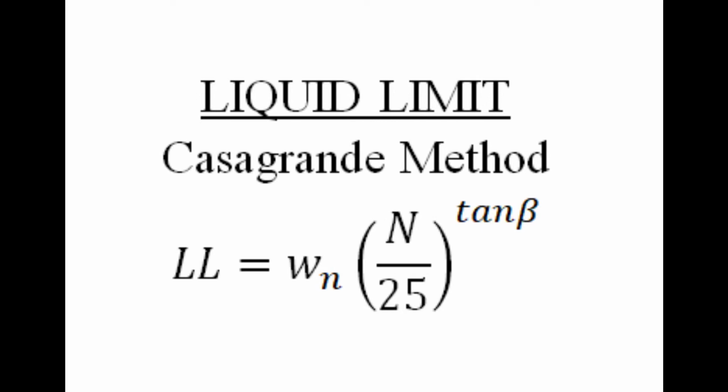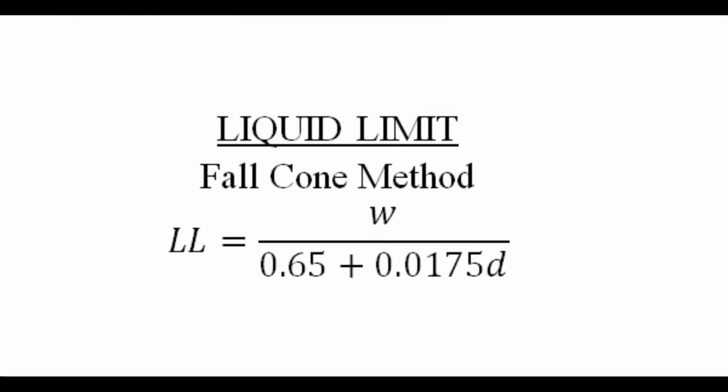To solve for the liquid limit using the Casagrande method, liquid limit is equal to W sub n multiplied by (n over 25) raised to tan beta, wherein n is equal to the number of blows, W sub n is equal to the moisture content, and tan beta is equal to 0.121. Now, to solve for the liquid limit using the fall cone method, LL is equal to W over 0.65 plus 0.0175D, wherein W stands for moisture content and D stands for fall cone penetration.